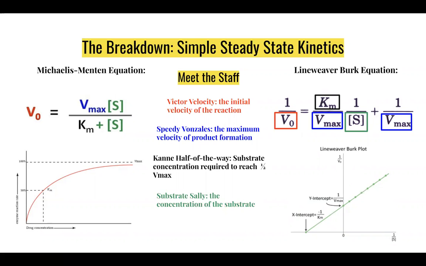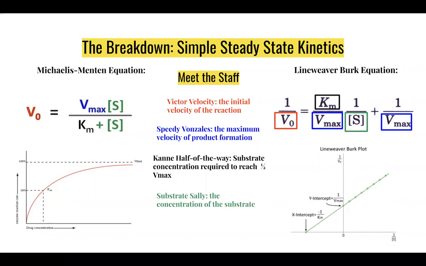One important thing to note is that this equation assumes that during the reaction, the concentration of the enzyme substrate complex remains constant and is lower than the concentrations of unbound substrate. These conditions are known as steady state.